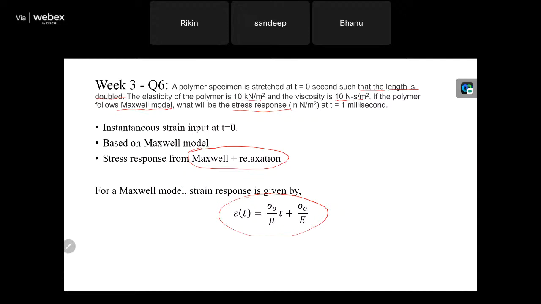So if anyone has any doubts in this, please put it in the chat box. I'll wait for a few seconds.